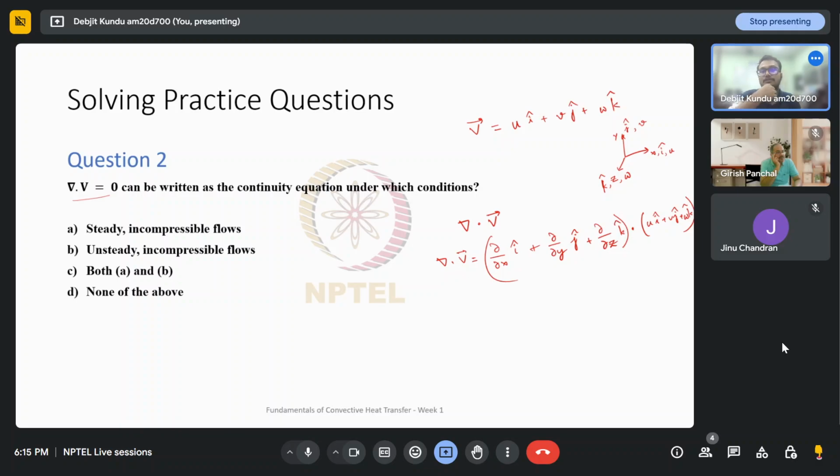Okay, so we have one quick response in favor of option C, both A and B. Now read the question and the options carefully and pick out your favorite solution, and we will look at the correct solution and have a detailed discussion. When can this expression, this equal to 0, be written as, or would it be correct to write this as the continuity equation under which conditions? Is it for option A, steady incompressible flows, option B, unsteady incompressible flows, option C, both A and B, or option D, none of the above?